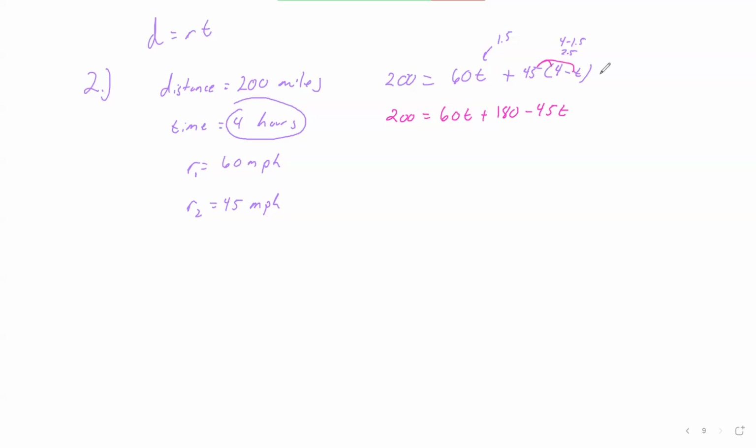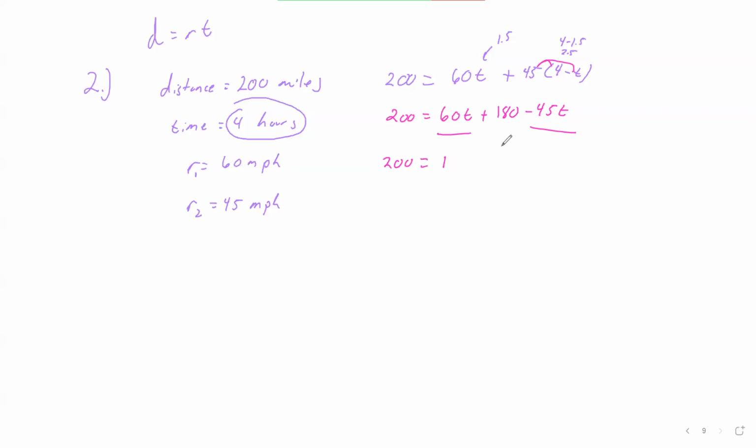Times 4. I had to distribute into the parentheses to get rid of the parentheses. So now what do I do? Minus 45t. So now I'm combining like terms. It's like I don't want multiple letters. I put a tail on my T so they don't look like plus signs.